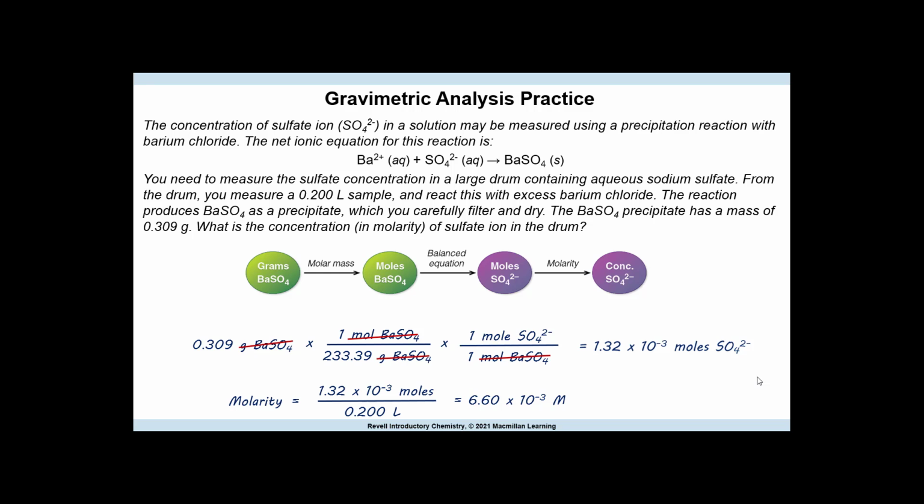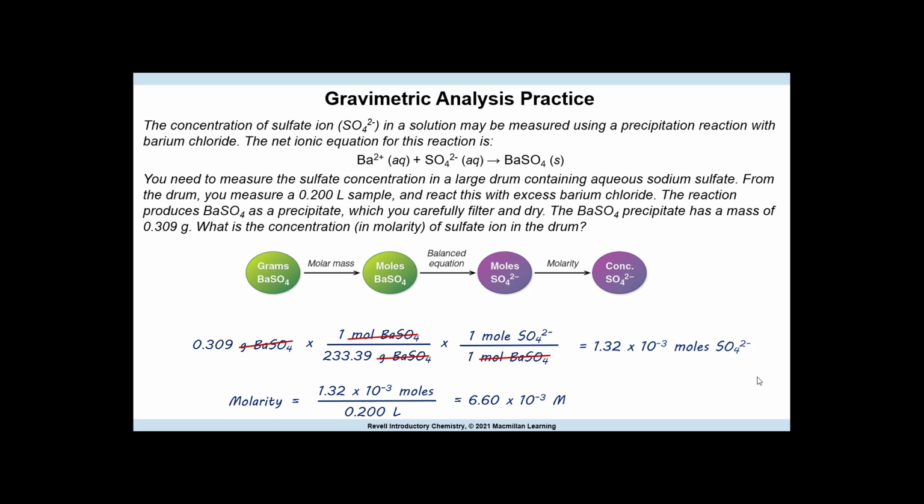In this question, we are given the mass of barium sulfate and asked to find the concentration of sulfate ions in the drum. In order to do this, we must convert from grams of barium sulfate to moles of barium sulfate, then relate that to moles of sulfate, then solve for the concentration. We begin with 0.309 grams of barium sulfate.